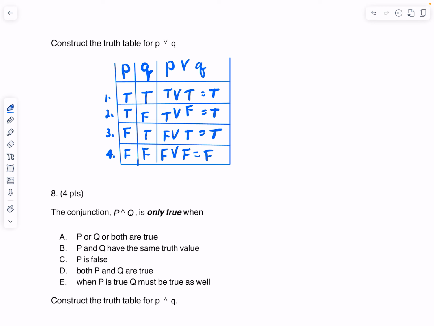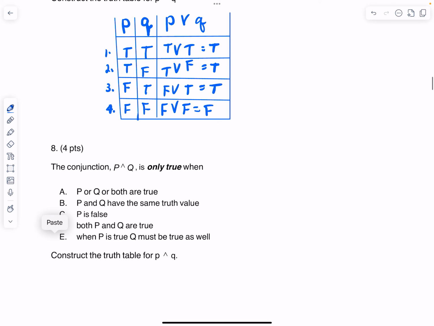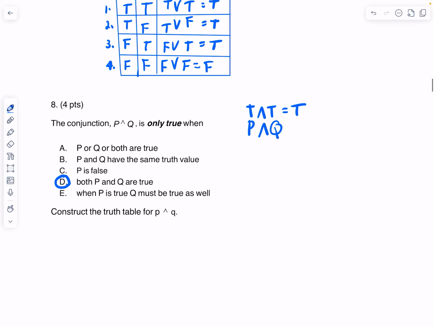All right, let's look at 8. The conjunction is an and. P and Q is only true when, okay, so the only time the and is true is when both of them are true. Otherwise, it's false. So I'm going to look for P and Q are true. So that would be D. Both P and Q are true. Construct the truth table for it.